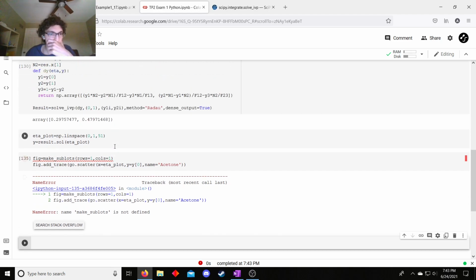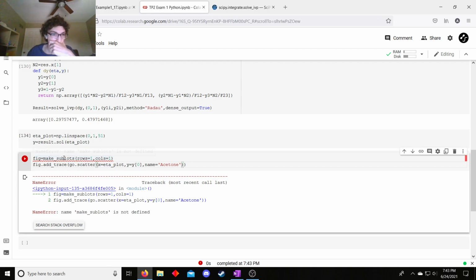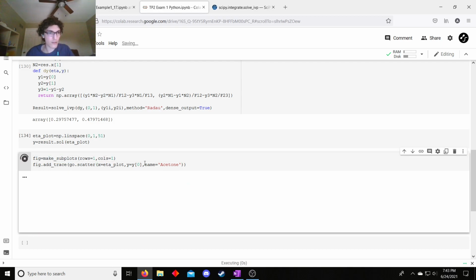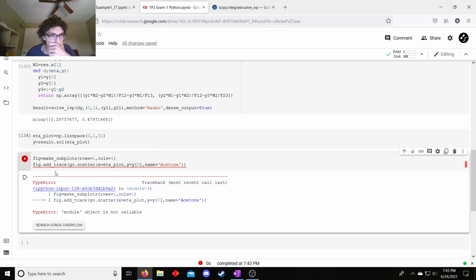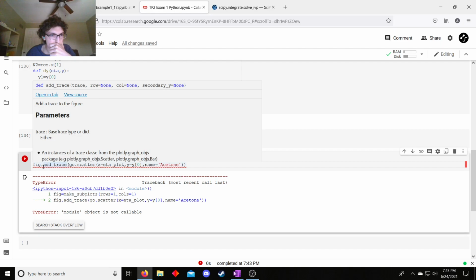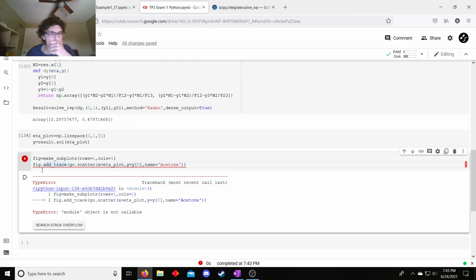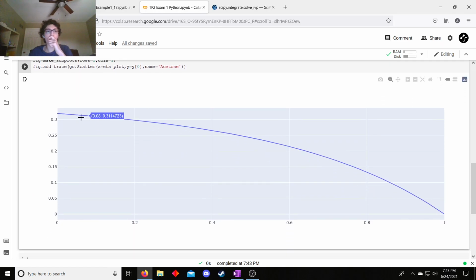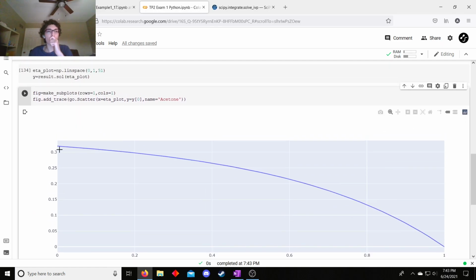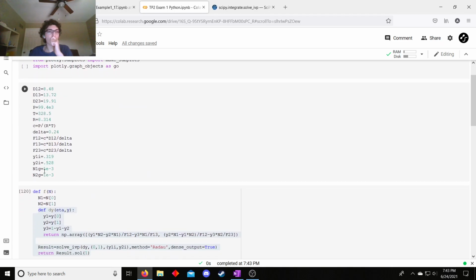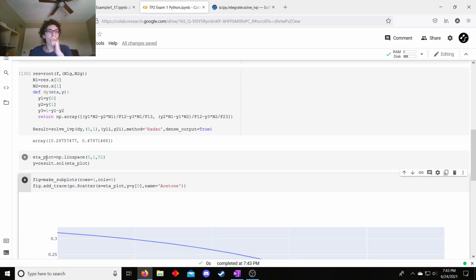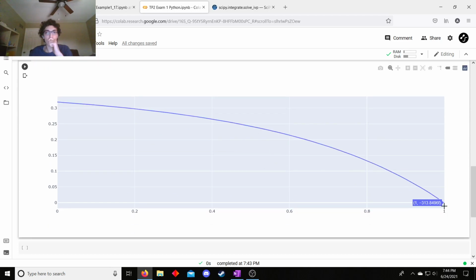Hope it runs. Make subplots. Aha, this should be capital. There we go. So this is our acetone. And it starts at about 0.319 and it goes down to 0. And that's looking good. That's looking really good, actually.